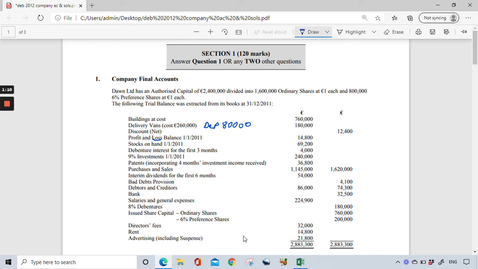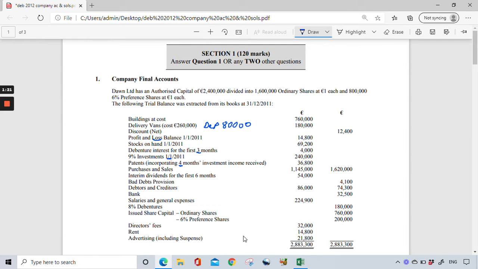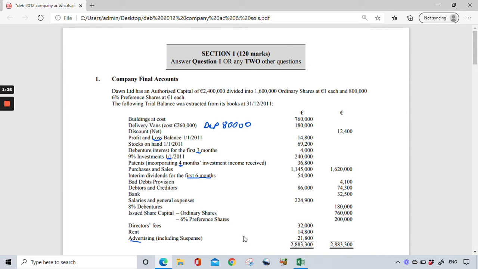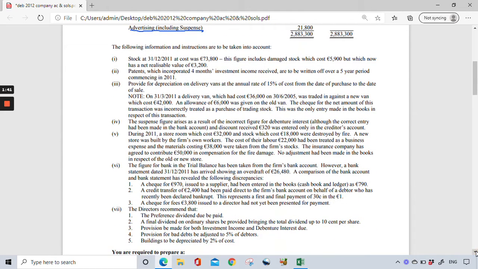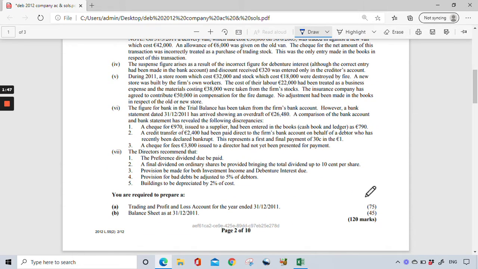Opening stock, debenture for 3 months, 9% investments. It was at the first of the first, so it's a full year. Patents, 4 months investment income. Purchase sales, interim dividends for 6 months. It's going to be half and half for preference. Bad debt provision, nothing else. 8% debentures, nothing else strange there. Just be aware advertising is your suspense account, and the usual. We have 7 notes here. We're asked to prepare a trading profit and loss for 75 marks and a balance sheet for 45.